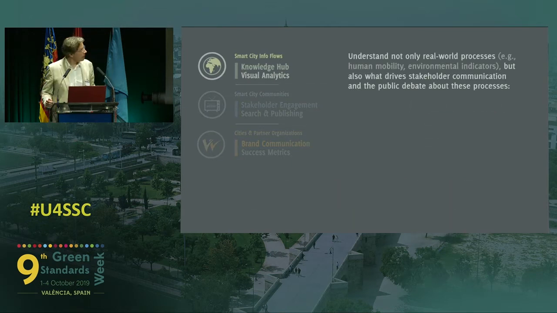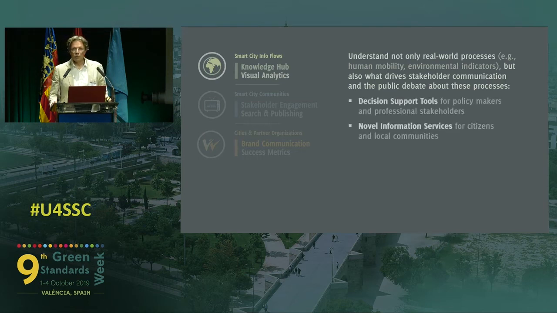For the first sector, the knowledge hub, the vision is to provide decision support. To make better decisions, one needs to understand both the real world and all the problems we are facing, all the innovation that's required, but also what stakeholders and citizens are making out of these processes, because a lot of decisions are being made on who has been more successful in driving the public agenda than on the indicators themselves, unfortunately. So there would be two main applications: decision support tools for policymakers and professional stakeholders, and also novel information services for the cities themselves.